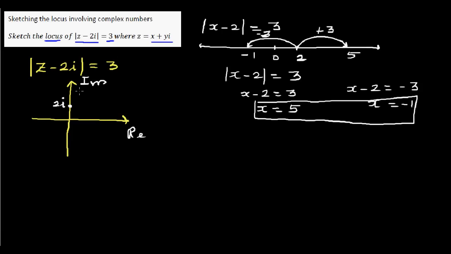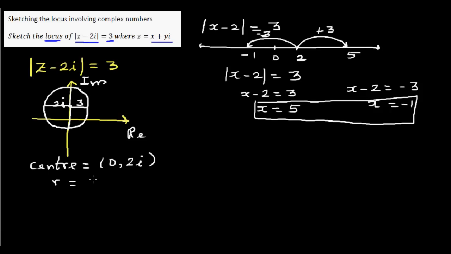So tell me all the complex numbers which are at a distance of 3. Well, it is basically a circle. So let me draw a circle, somewhat looking like this. This is the radius of 3, and this is also a radius of 3. So here the locus is the set of all the points which are at a distance of 3 from this center, which is 2i. So just looking at this question, I can say this is a circle with center 0, 2i and a radius of 3.